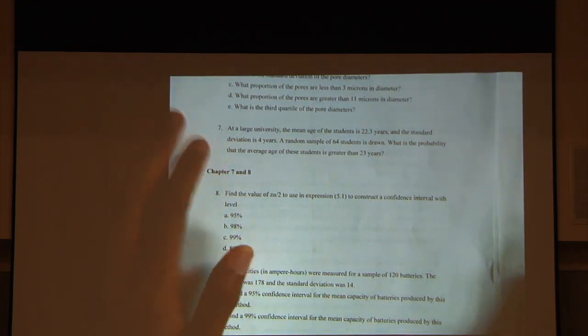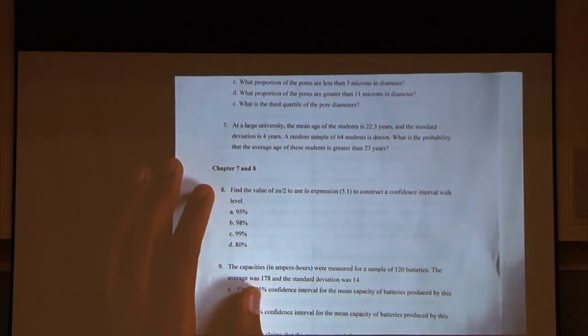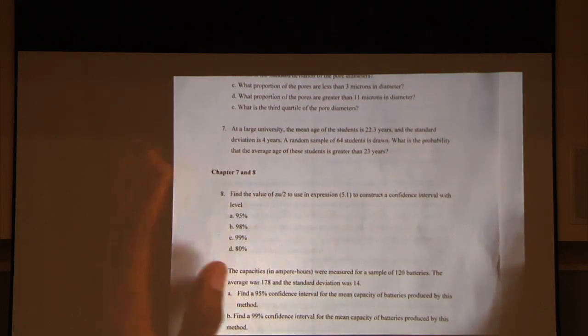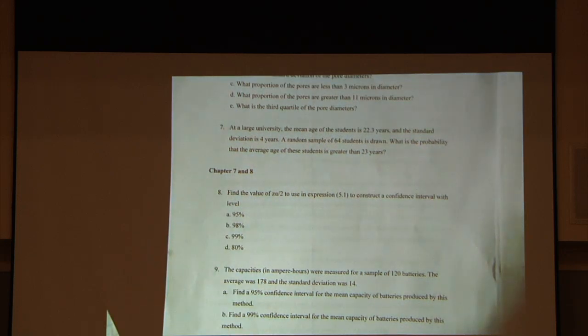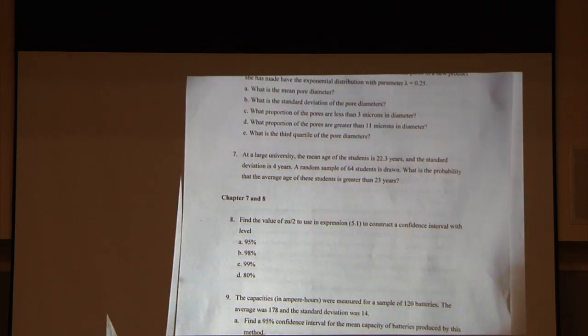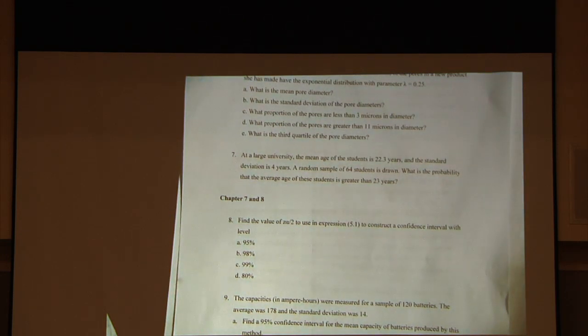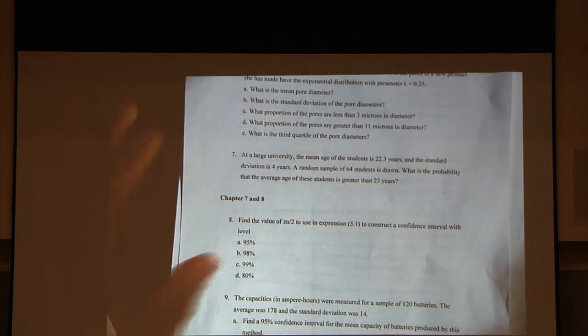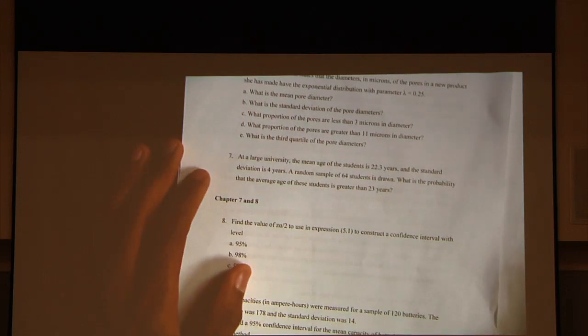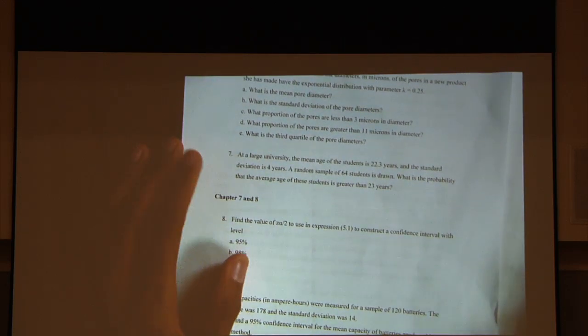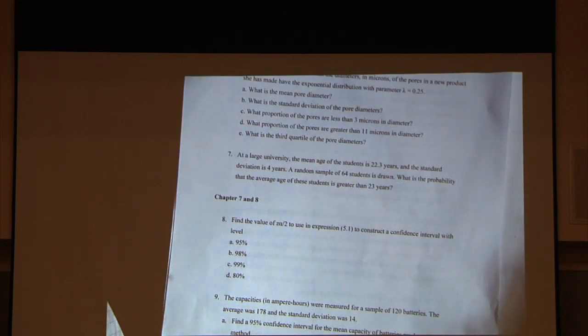Chapter 5, you kind of just have to understand the distributions that you have and different characteristics, different cases. So here it says a catalyst, number 6. A catalyst researcher states that the diameters in microns of the pores in a new product she has made have the exponential distribution with parameter lambda is 0.25, right? So lambda being 0.25.